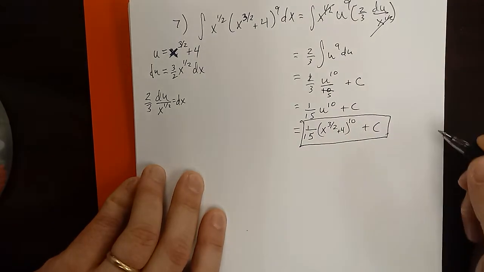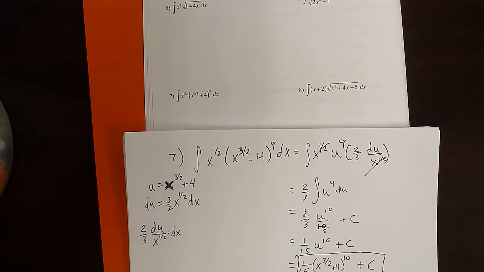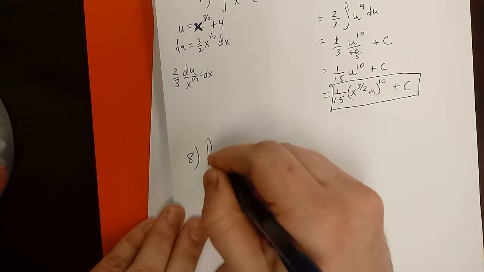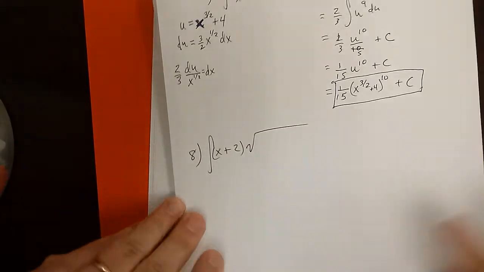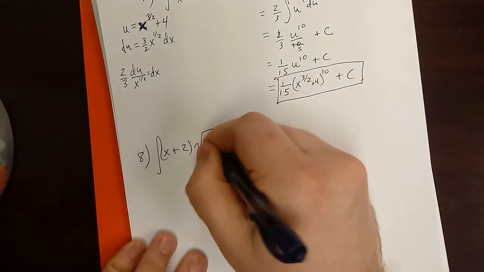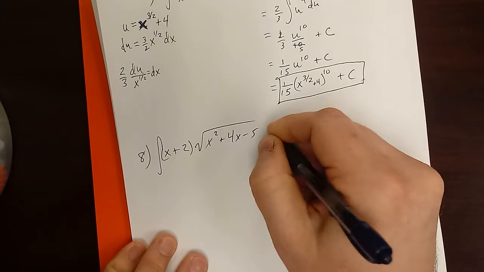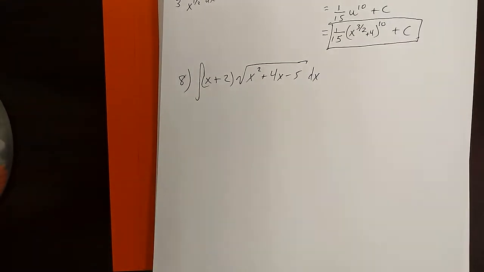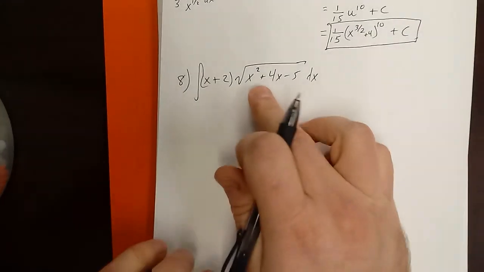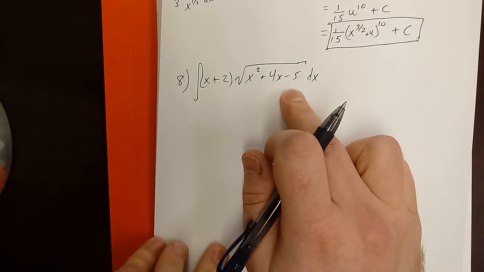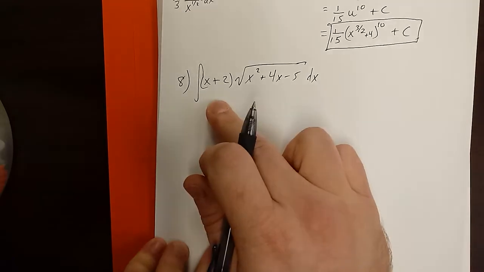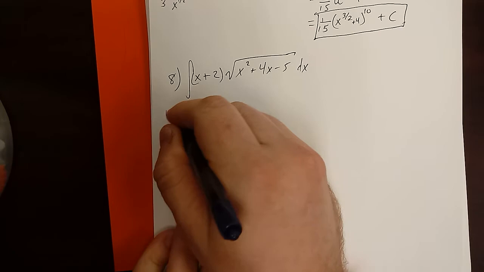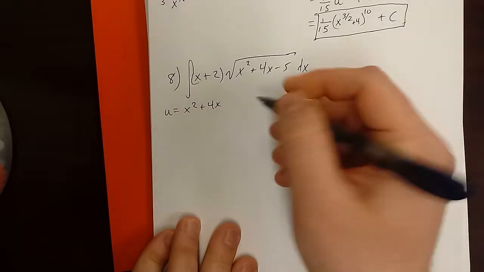All right. Last one, number 8. 8 says x plus 2 times the square root of x squared plus 4x minus 5 dx. You might notice that if I take the derivative of this, I don't get x plus 2, but let's just see what happens. Let's use the big one on the inside. Let's say u is equal to x squared plus 4x minus 5.